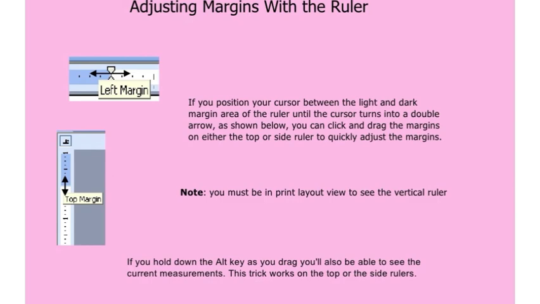Note, you must be in the print layout view to see the vertical ruler. If you hold down the Alt key as you drag, you will also be able to see the current measurement. The trick works on the top or the side ruler.